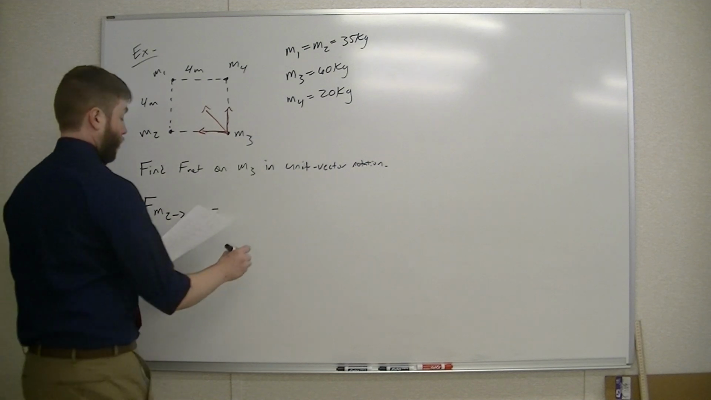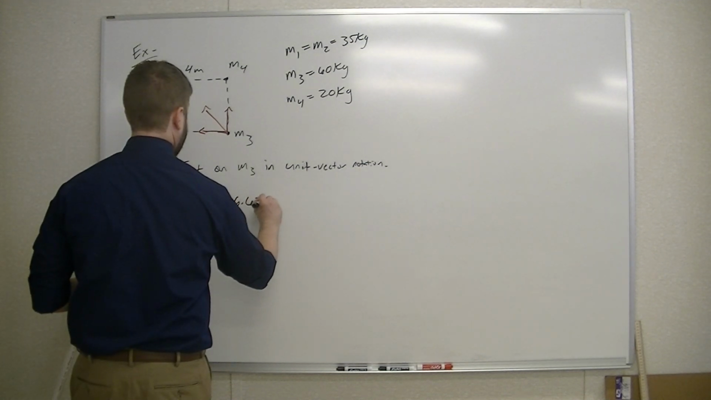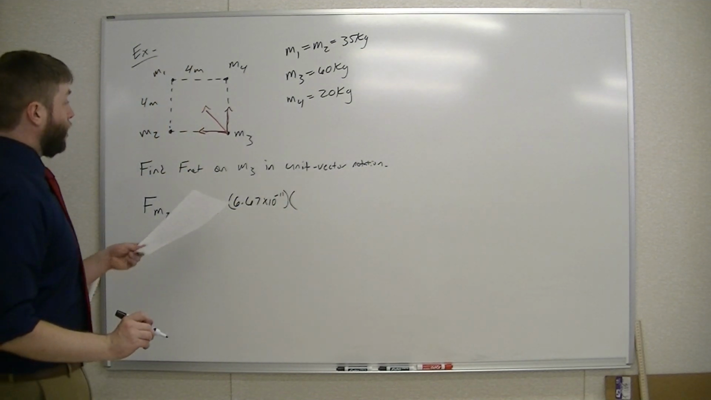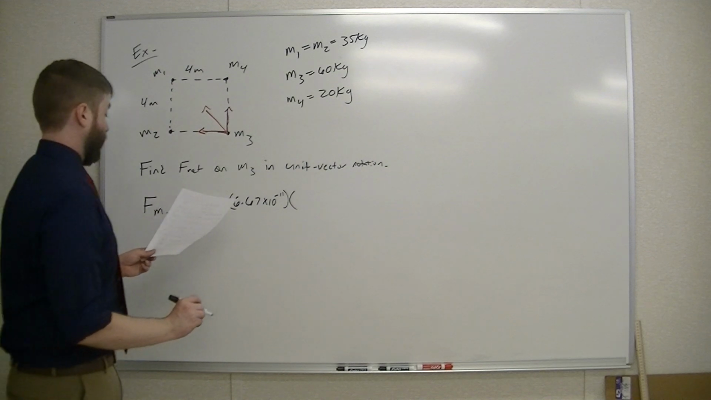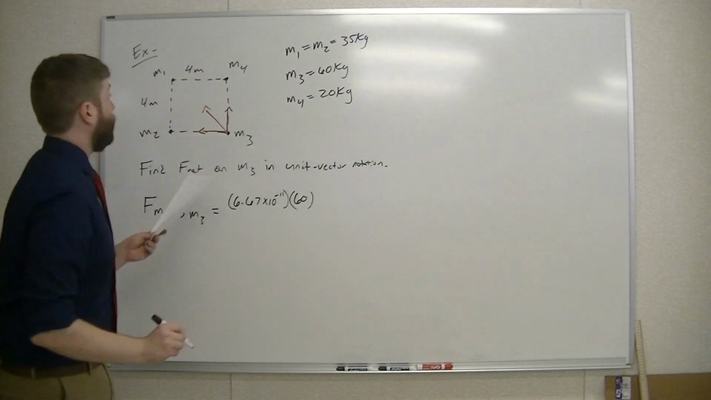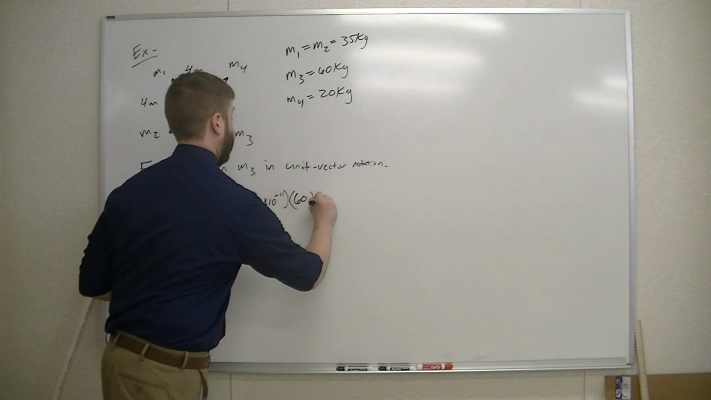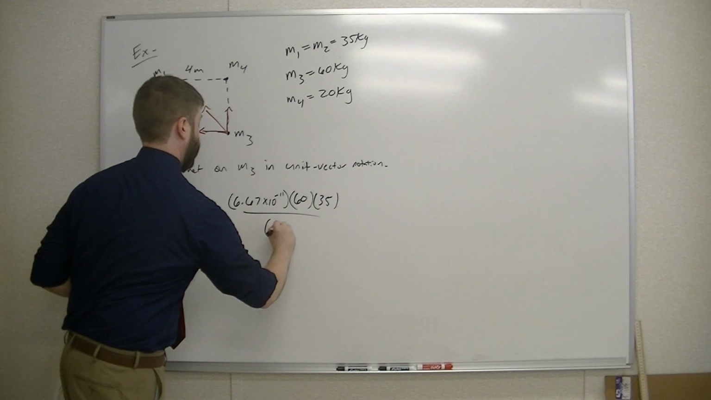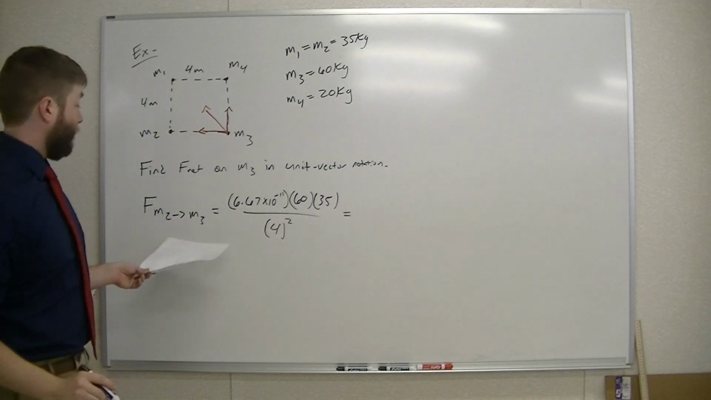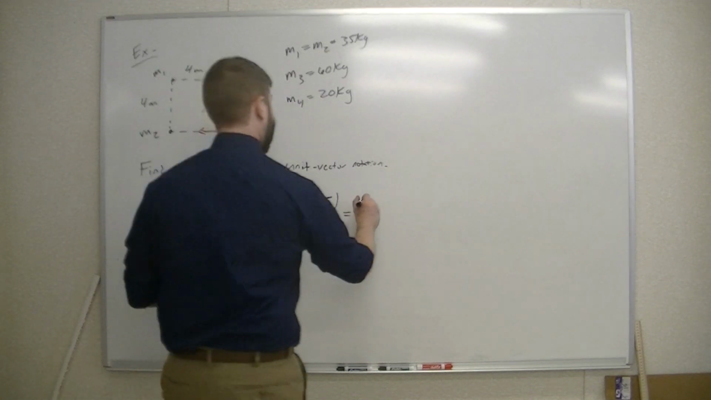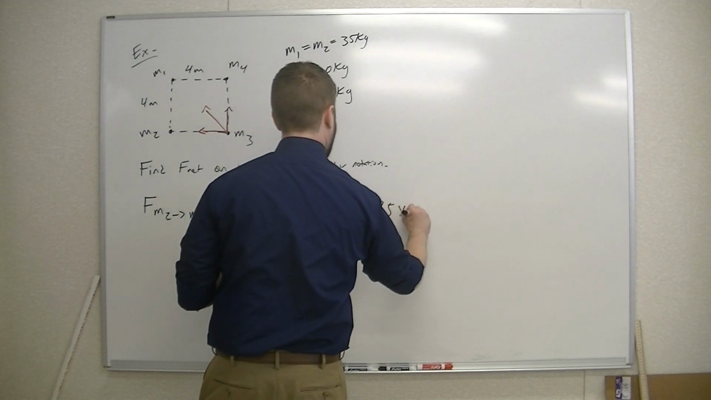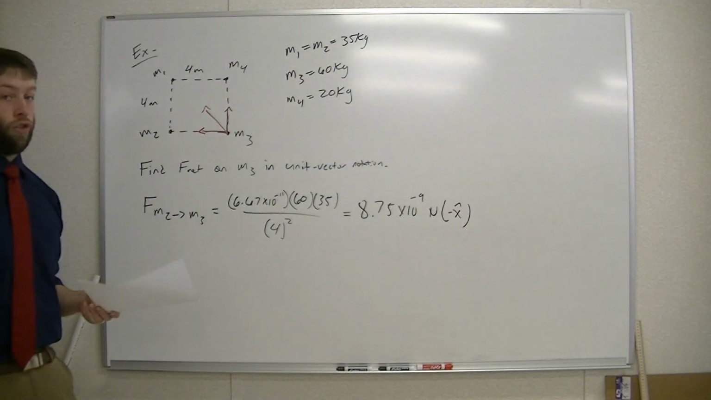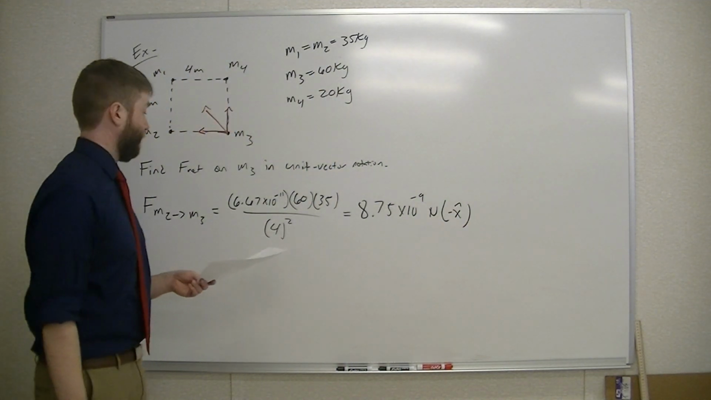That force of gravity is going to be 6.67 times 10 to the minus 11. Yes, you're going to use that constant over and over again. We need the two masses. M3 is going to be 60 kilograms. M2 is going to be 35 kilograms. And the distance between them is 4 meters. So we're going to have 4 squared. So that force of gravity from M2 on M3 is 8.75 times 10 to the minus 9 newtons. And that's in the minus x hat direction. So that's directed to the left. That one's pretty easy. Okay?